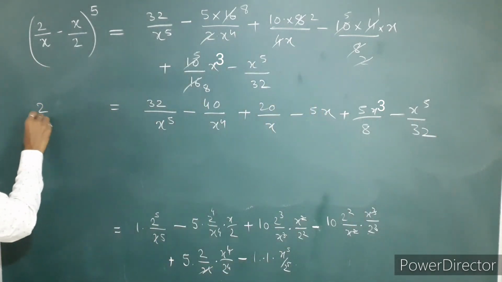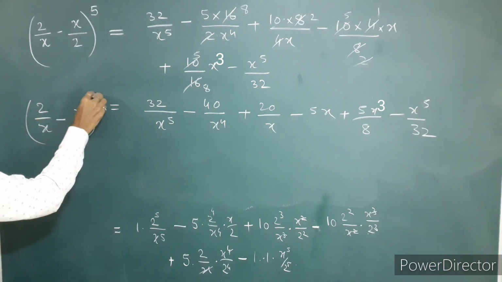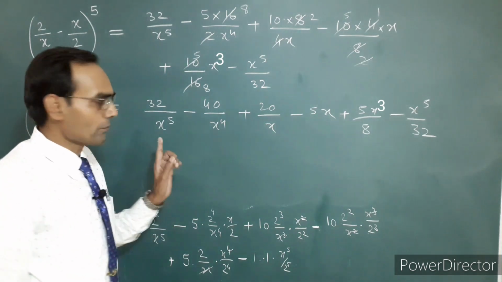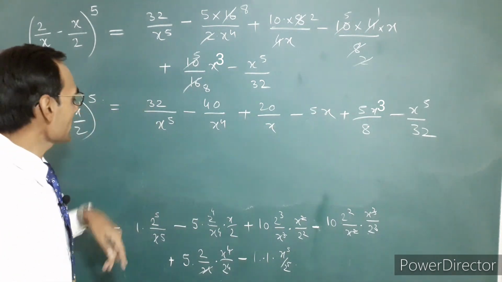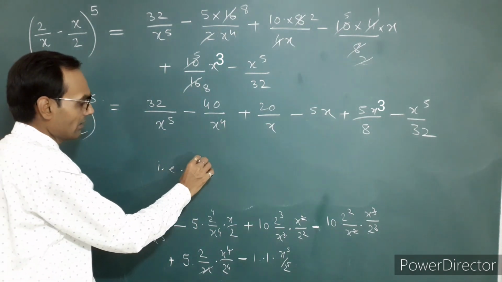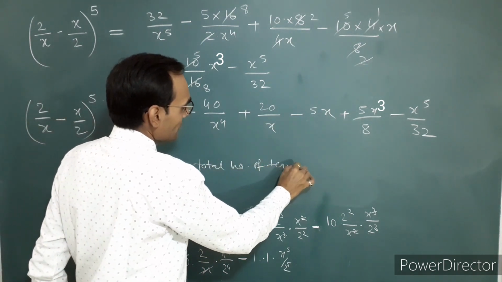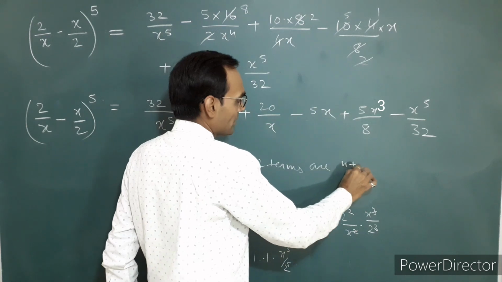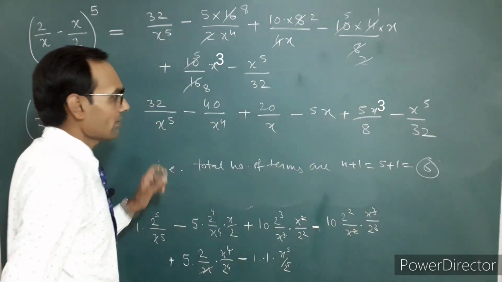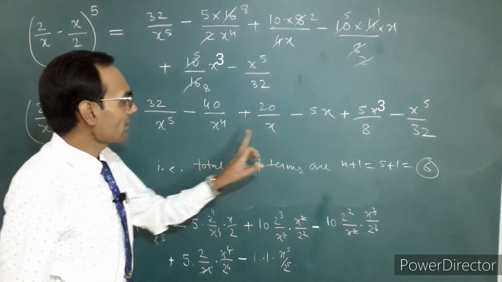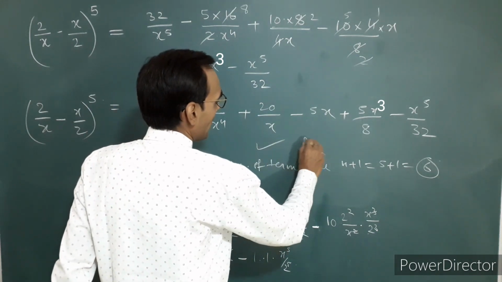So this is the required expansion of the given term, 2 upon x minus x by 2 whole raised to 5. And now see that the total number of terms in the expansion is 6, that is n plus 1. Total number of terms are n plus 1, so n is 5 plus 1, that is 6. Now count the terms: first, second, third, fourth, fifth and sixth. Okay, so that is our answer.